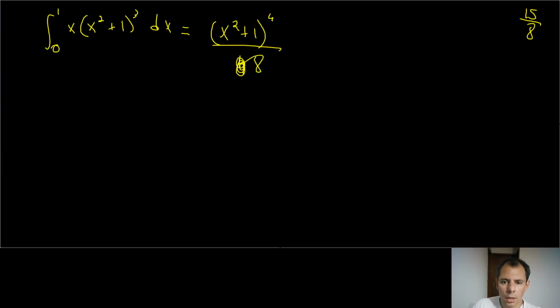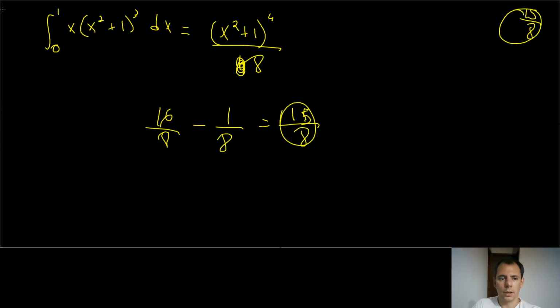Okay, so let's do this again. When x is 1, you're going to have 1 squared plus 1, 2 to the fourth, 16 divided by 8, minus. When x is 0, this is going to be 0 plus 1, so you have 1 to the fourth, 1 divided by 8, and voila. We get the same result, 15/8, 15/8. Guys, that'll be it for now.